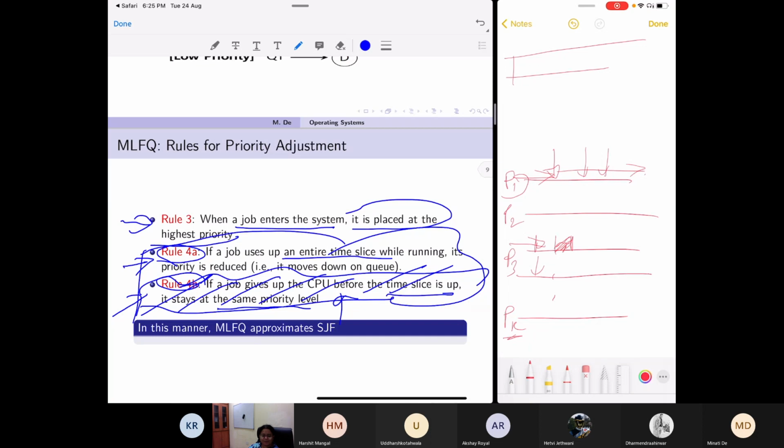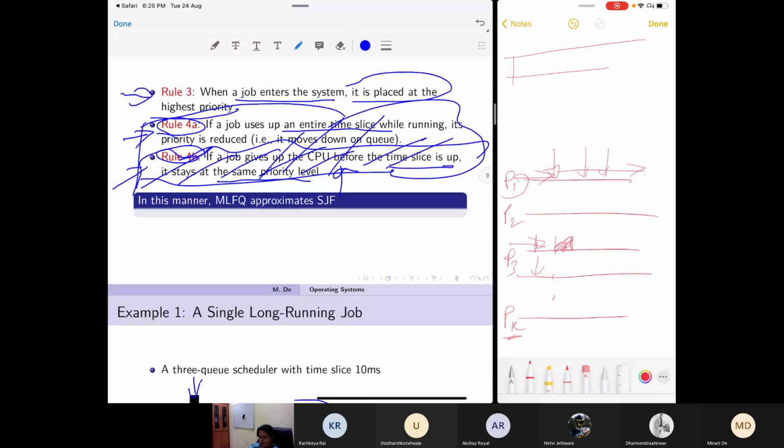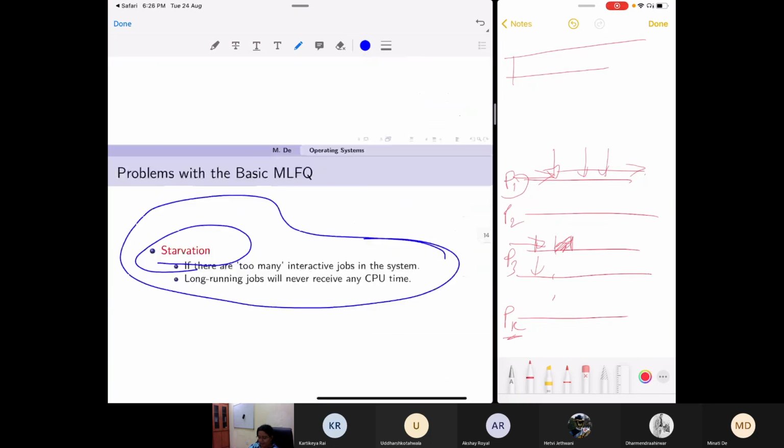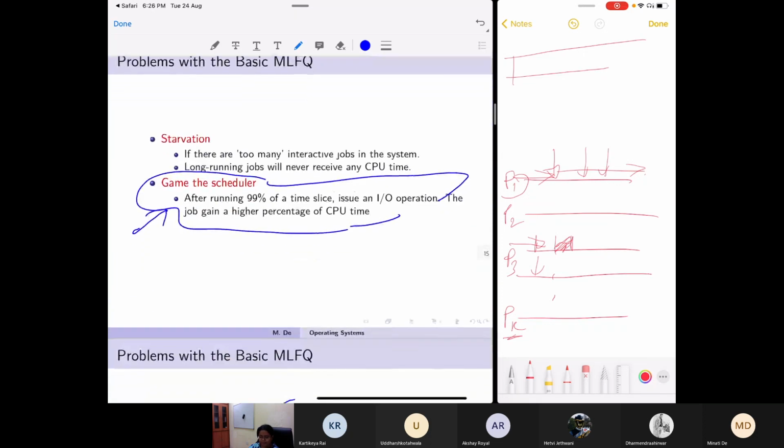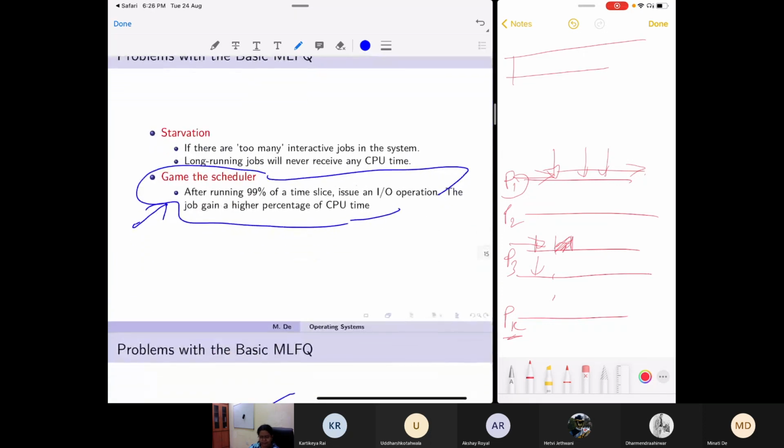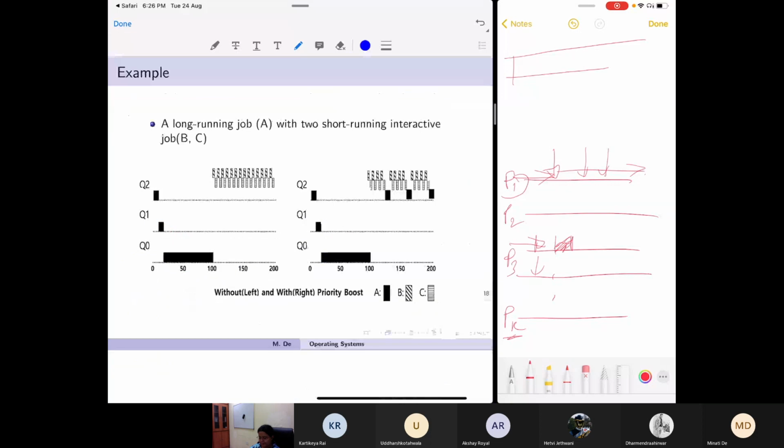Can you tell us some idea maybe? If you modify this rule 4, and add something, update this rule 4 in some way, then it will stop a gamer from gaming the scheduler. I hope you have remembered, at least you have understood what is the gaming we have mentioned. Do you understand? Okay, let us see.